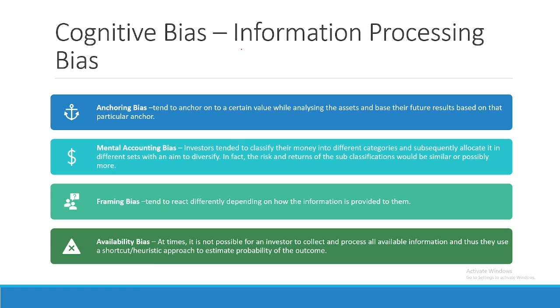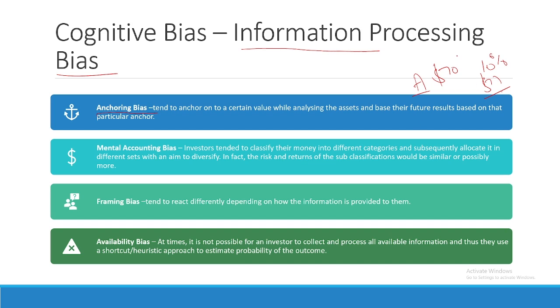Then we'll also look into other types of cognitive bias, that is the information processing biases. One example is the anchoring bias. When a person displays anchoring bias, they tend to anchor their outlook and projections based on some particular value. Let's say some stock A is currently trading at $70. I look at the numbers and assume that this stock will give me a 10% return over 6 months, to 77, based on the financials and the projections.